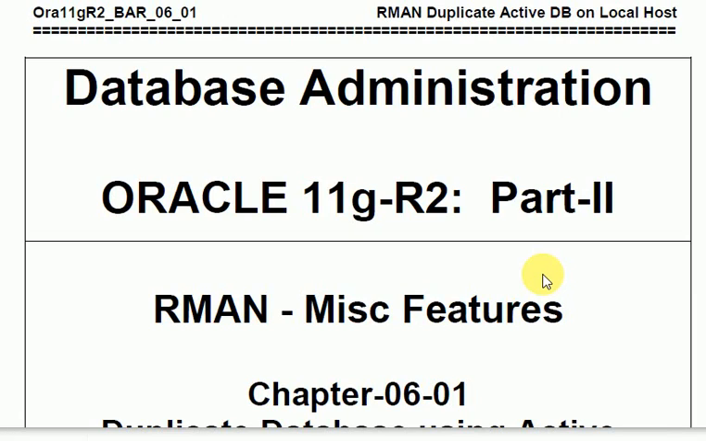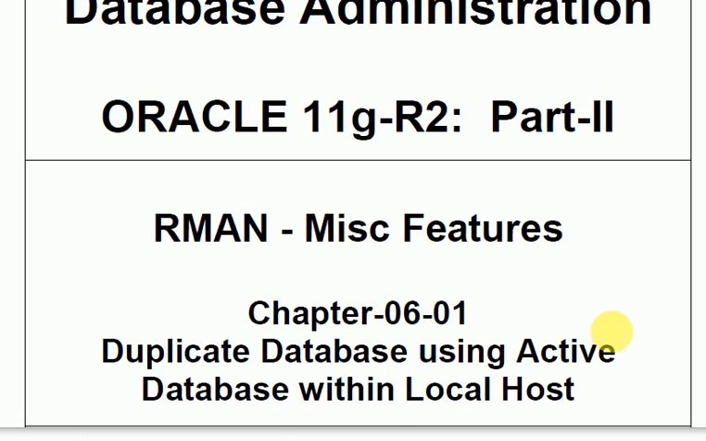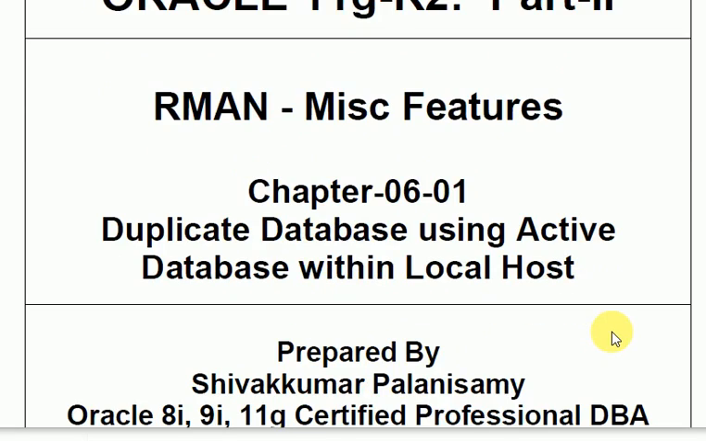Hi, this particular session is on the RMAN features. RMAN provides a lot of features, and as part of that, you have something called duplicate database. This is mainly useful for people who want to duplicate the database from test to production, or production to test, or whichever way you want.